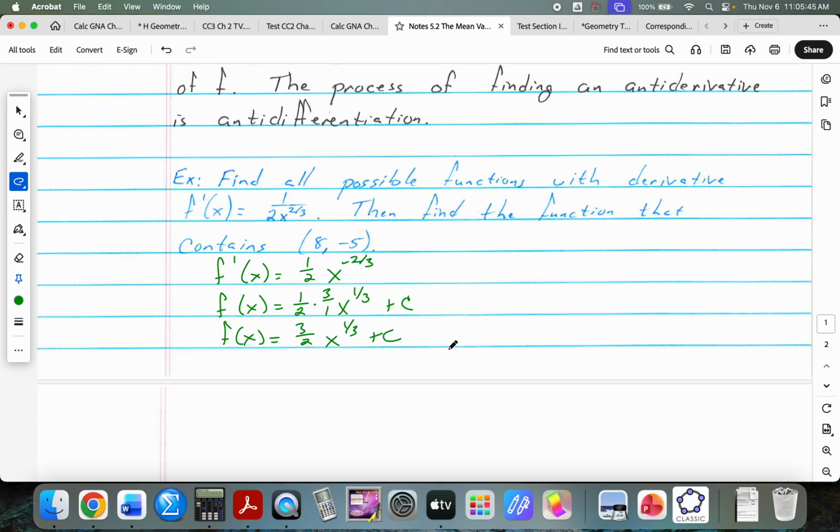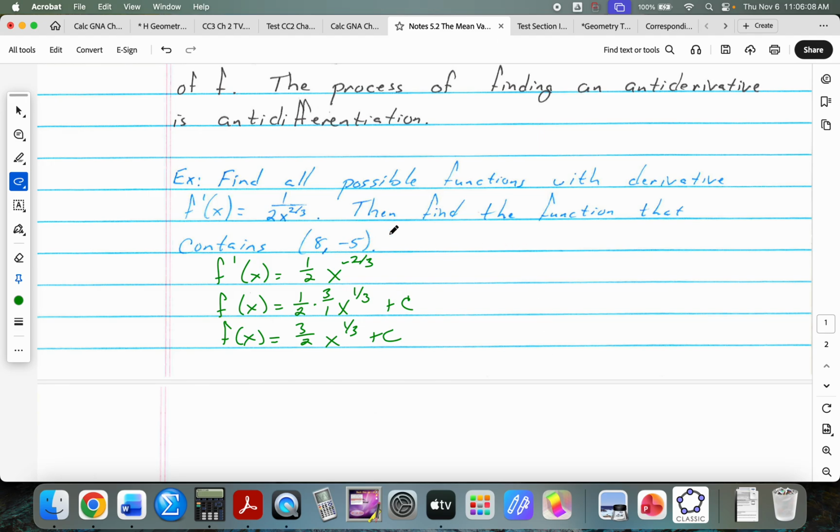So I thought we multiplied by 3 so that they would cancel out. When I take the derivative, they will cancel out. So if I took the derivative of this, I'd have 3/2 times 1/3, and the 3's would cancel each other out. Slicker than pig snot. We're not backwards.